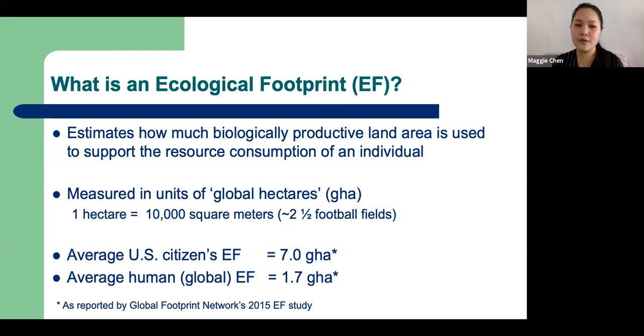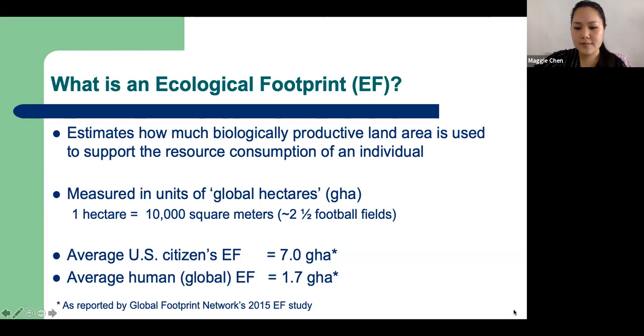So if we're thinking about the average US citizen's ecological footprint, that's around 7 global hectares. Compared to the average global human ecological footprint around the world, it's 1.7 global hectares. These numbers are reported from the Global Footprint Network from the 2015 study. But I'm going to go over a little bit more what it looks like for developing and developed countries. What does it mean for countries with more resources, with more access to resources, and what does that look like for the ecological footprint?